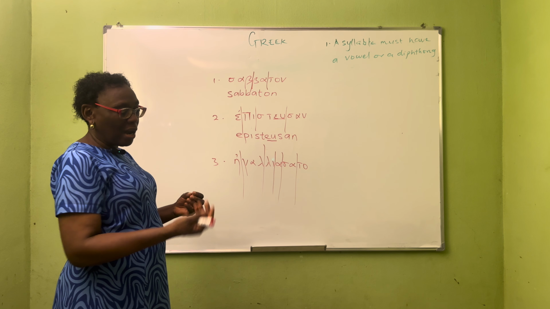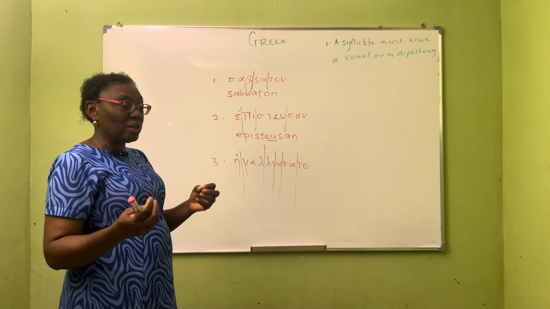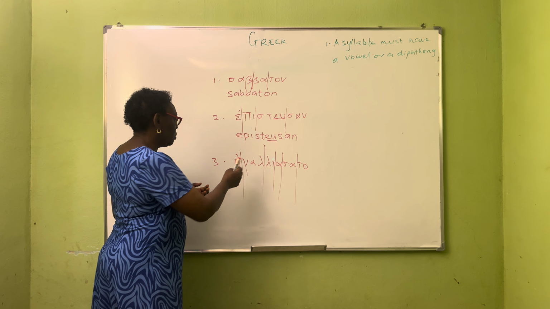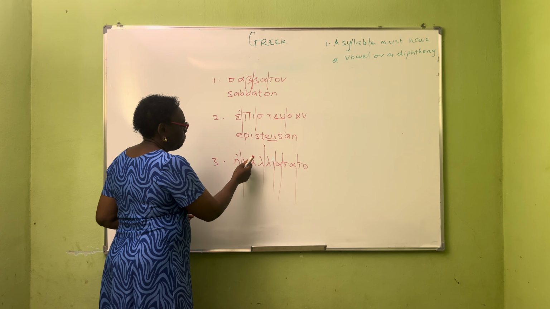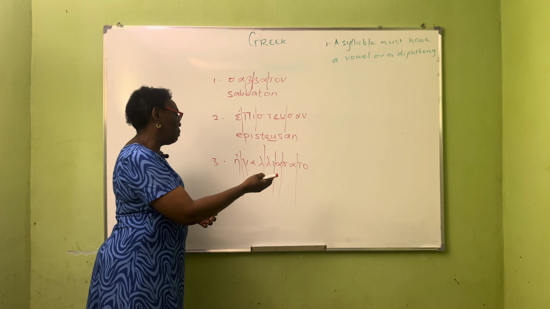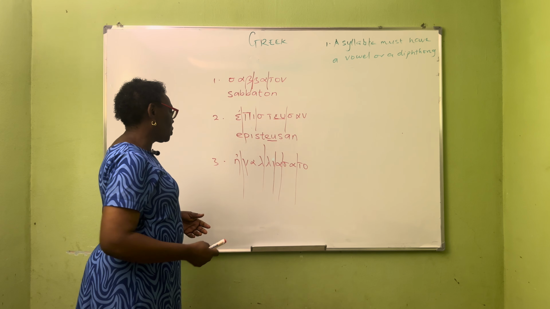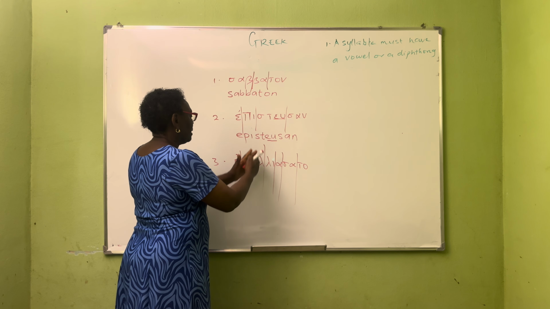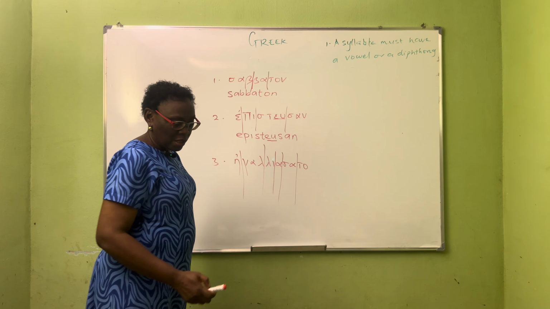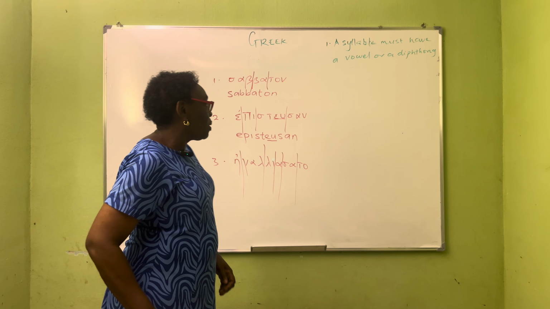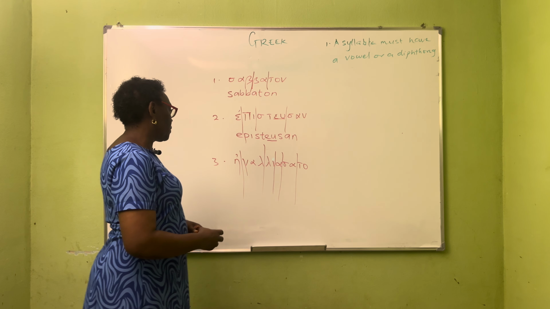Most of the time, when you have a consonant that stands on its own like this, you take it with the following vowel, and that's okay, except in a case like this where you need to divide them. All right, so that will suffice for our syllabification.